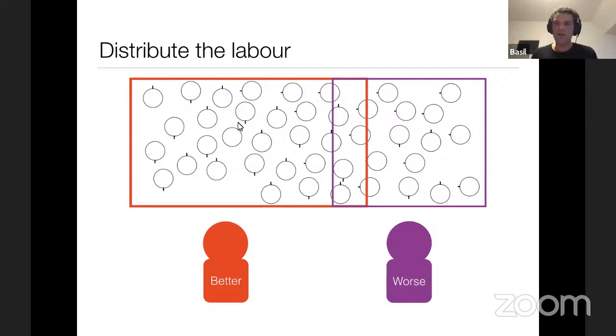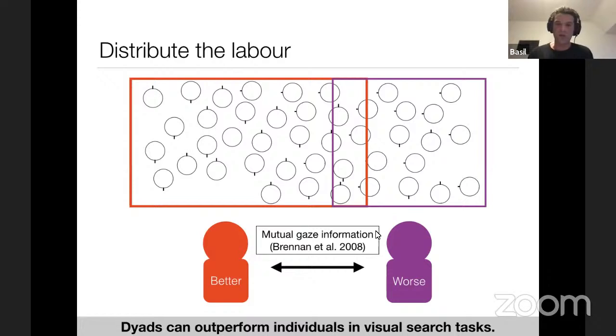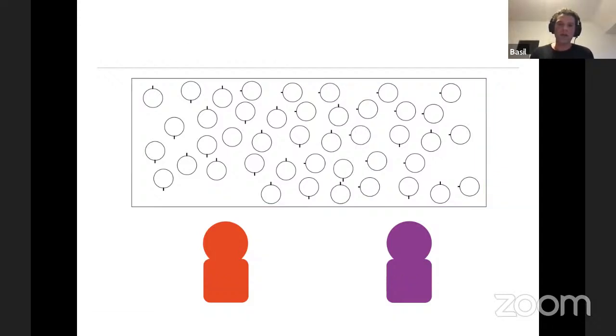But what an initial study has now found when investigating joint visual search is that when you provide each of the co-actors with gaze information, so where the other co-actor is currently looking on the search display, then this really helps you to efficiently divide the labor. And of course, this helps you also to attain a group benefit. So what we know from earlier studies, or at least from this study, is that dyads can outperform individuals in visual search tasks.